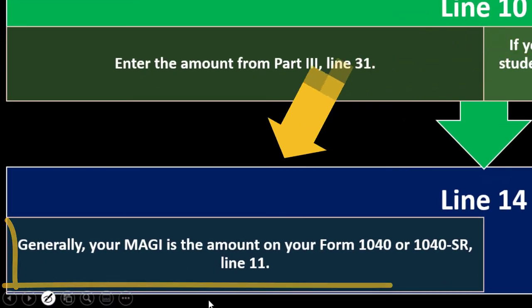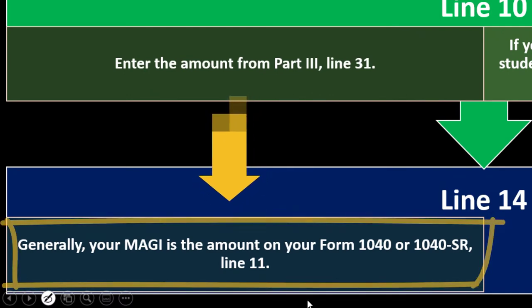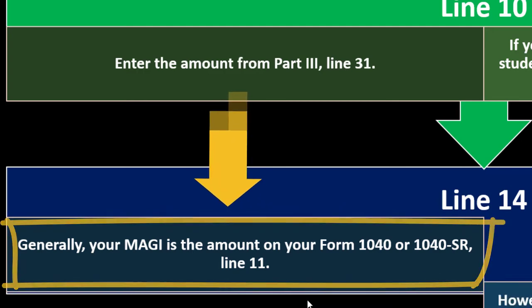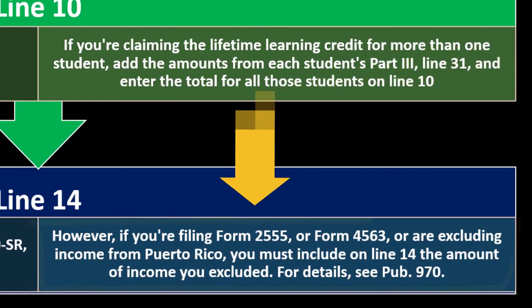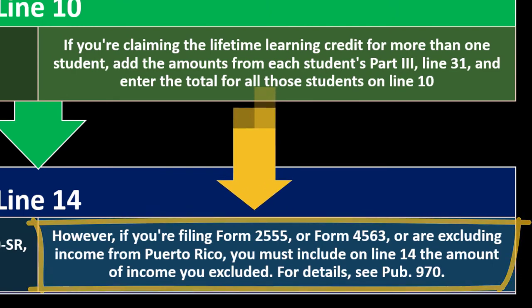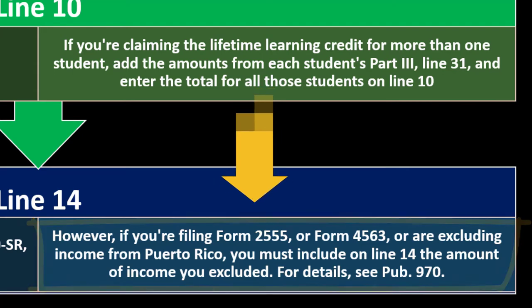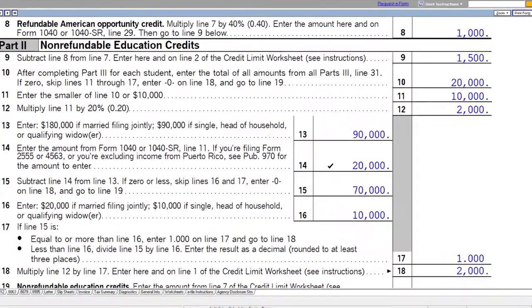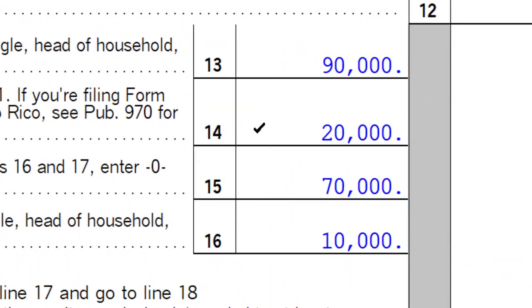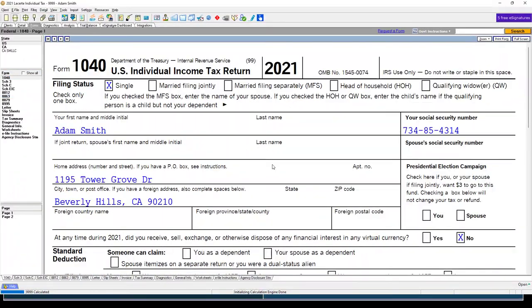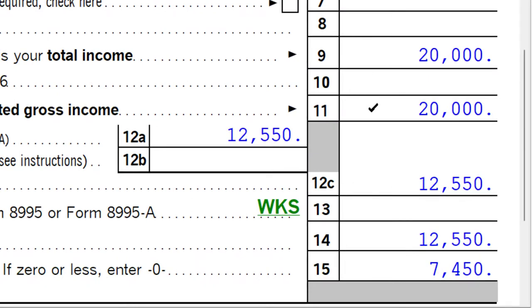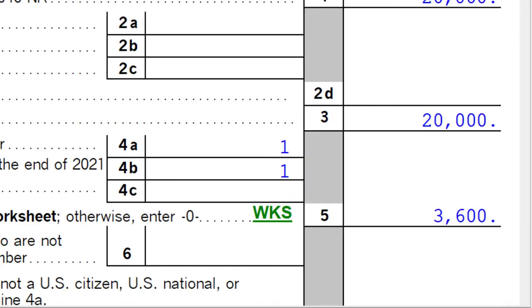Line 14, generally your modified AGI, basically your income threshold, is the amount on your form 1040 or 1040SR, line 11. However, if you're filing the form 2555 or form 4563 or are excluding income from Puerto Rico, you must include line 14, amount excluded. So line 14 then is basically going to be the 20,000. And so this is being pulled in from generally the form 1040 here, and it's being pulled in from the adjusted gross income line on line 20, currently at the 20,000.